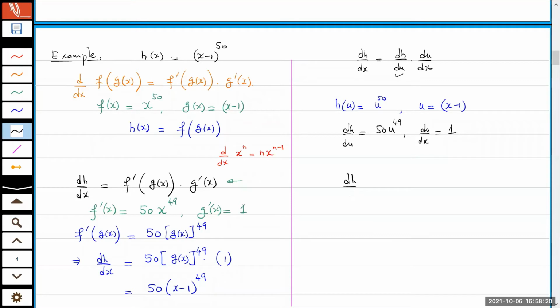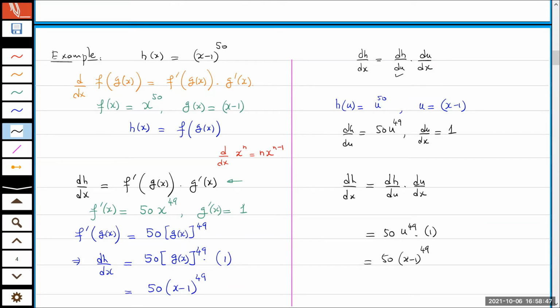Therefore, the derivative of h with respect to x is the derivative of h with respect to u multiplied by the derivative of u with respect to x. dh du is 50 u to the 49. du dx is 1. I put back the value of u, which is x minus 1, to the 49, the same derivative that we had in the previous case.